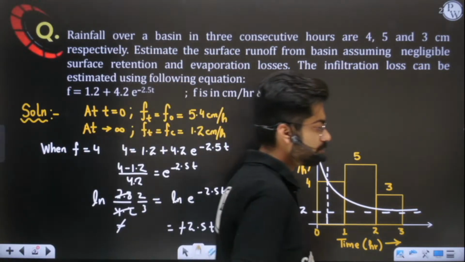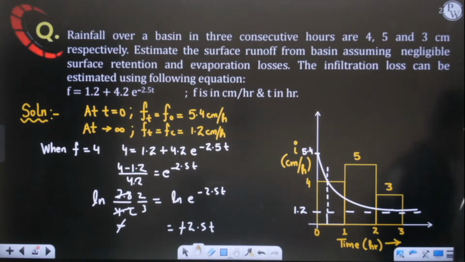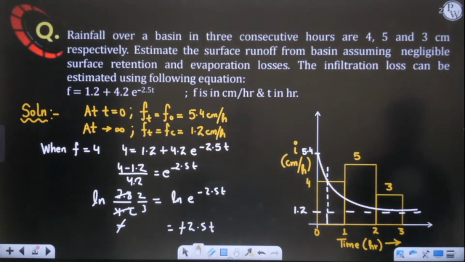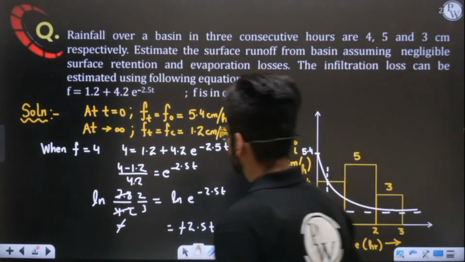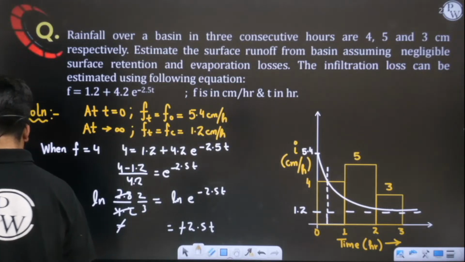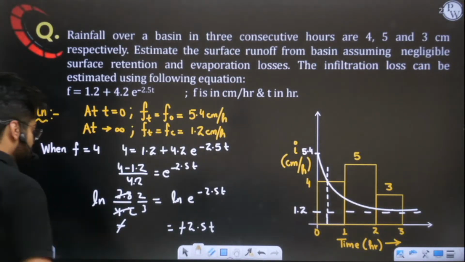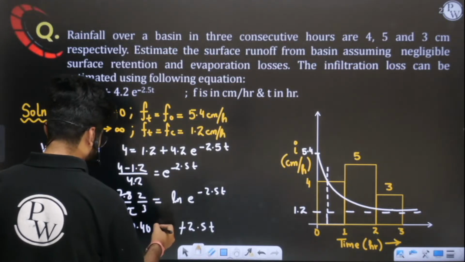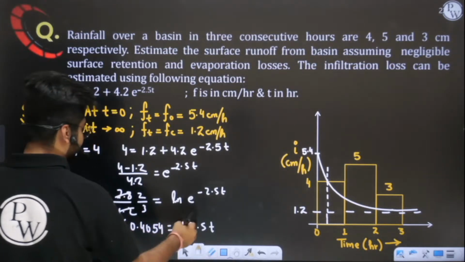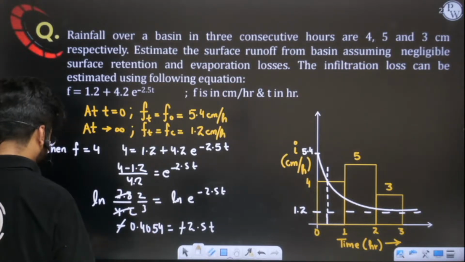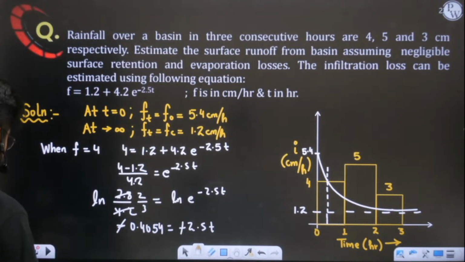Tell me how much it is coming. I will also solve this in my calculator. Wait a second, let me also solve this. Log 2 by 3, ln 2 by 3 is coming out to be minus 0.4054. Okay, negative cancels. Divide this number by 2.5. We are getting it as 0.16.